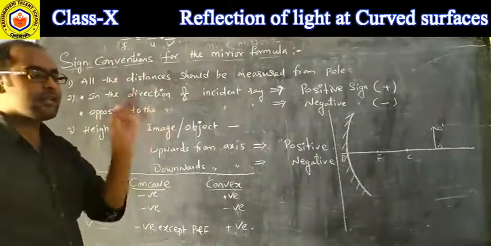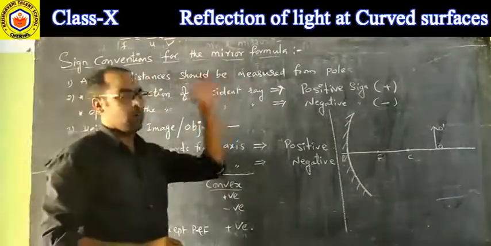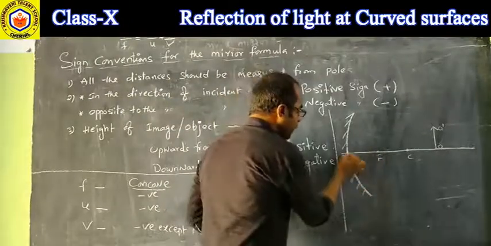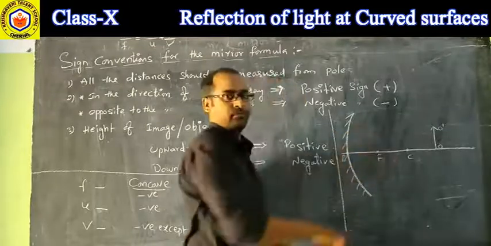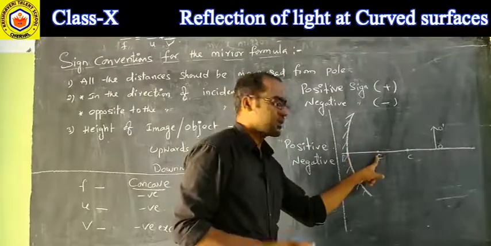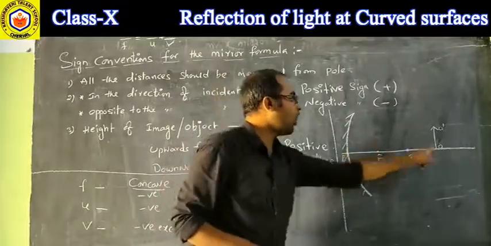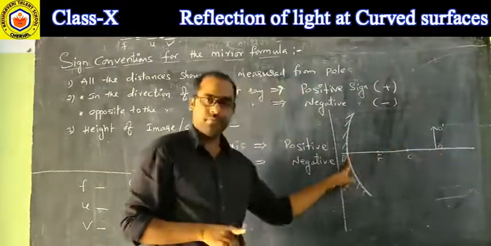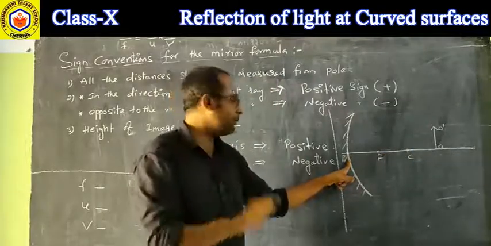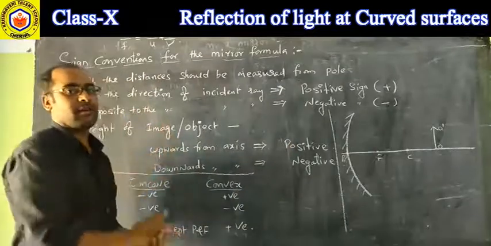All these distances should be measured from the pole. Focal length should be measured from pole to focus, not from focus to pole. Object distance should be measured from pole to object, not from object to pole. Every distance must start being measured from the pole. That is the first sign convention.